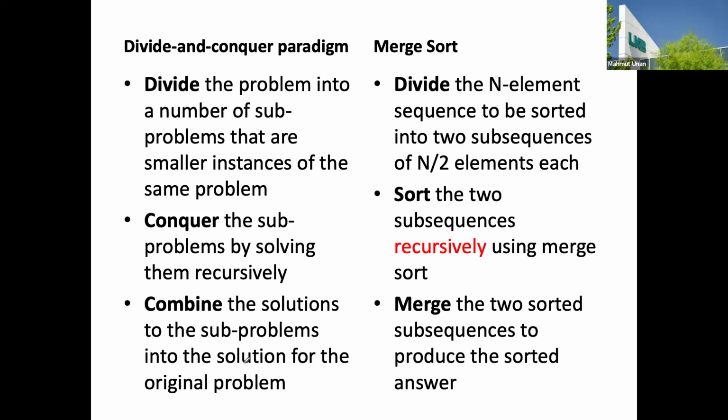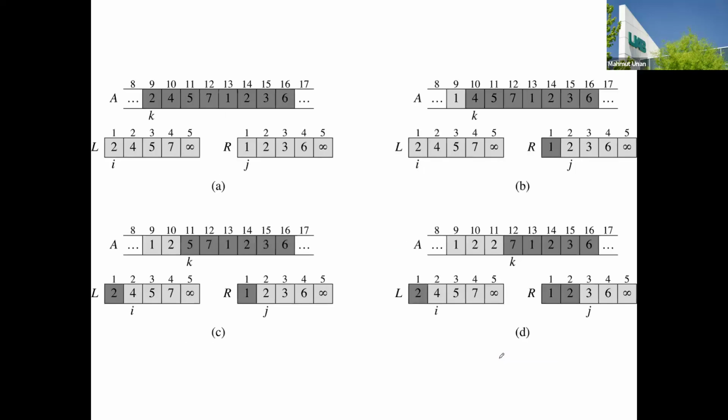Remember their differences. Merge sort is sorting while combining. So it is going to sort while combining. Quick sort is going to sort while it is dividing. This is the major difference between these two.